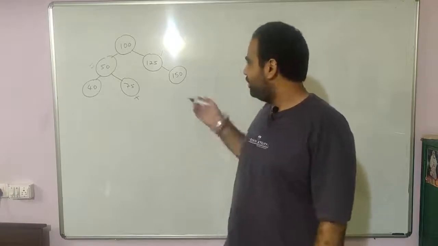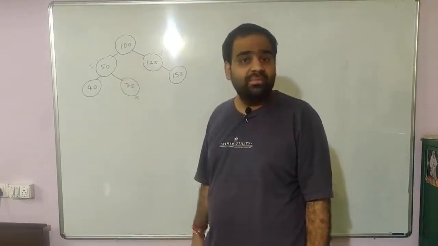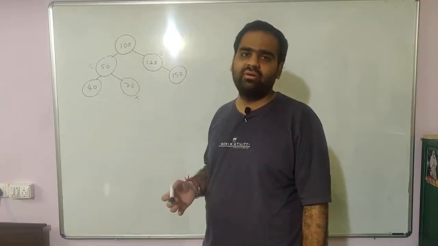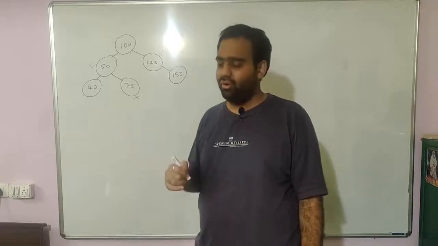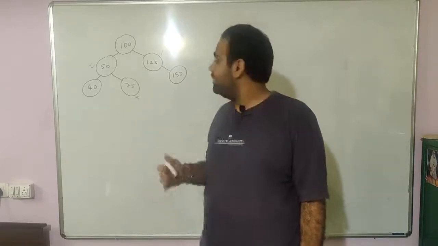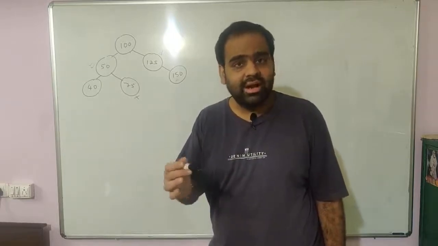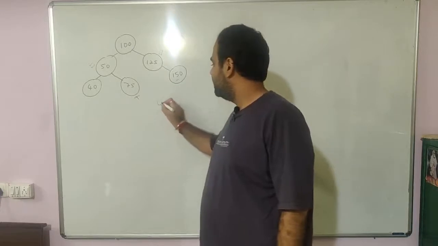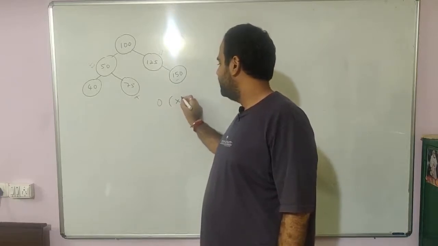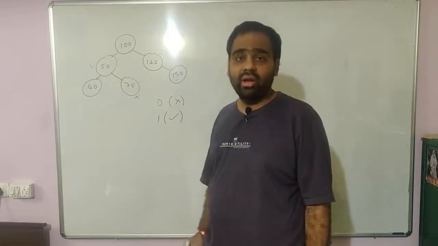Now suppose I want to delete 145. Is there any node called 145 over there? There is no node with data 145. Therefore we need to say data to be deleted is not found. Now if I say delete 150, you say data is found and deleted successfully. Therefore, there are two return types over here. Return type 0, data to be deleted is not found. Return type 1, data to be deleted is found and deleted.